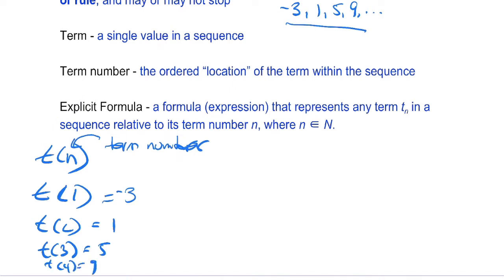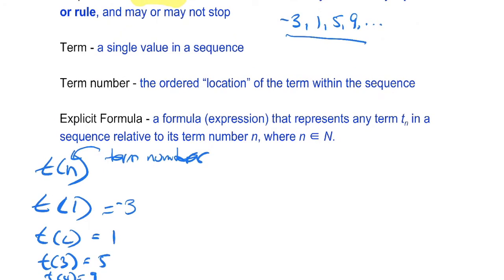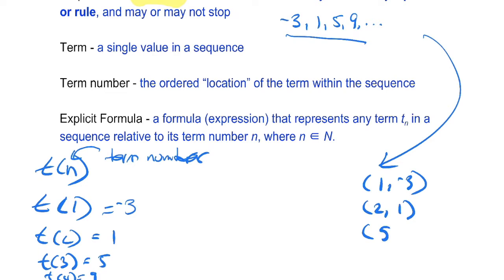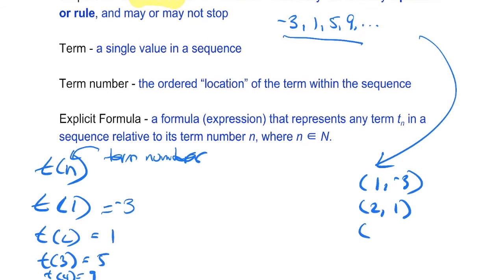We could also look at this as an ordered pair because that's what a function is: given a value for my independent variable, in this case n, what is my answer? So in this case, we could turn this into ordered pairs. So this would be (1, -3), because that's the first number in the list. (2, 1). Then we get, sorry, (3, 5), because the term number there is 3. And the fourth is (4, 9). So that's how we could express a sequence as a function.